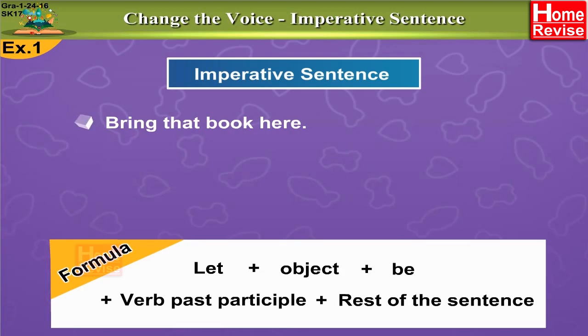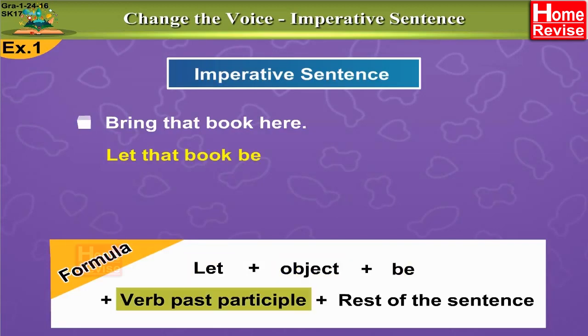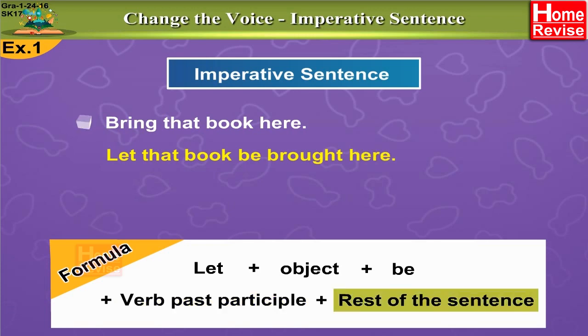Please remember, children, the imperative sentences in passive voice begin with let. So the first word will be let, followed by the object plus be plus past participle of the verb bring, which is brought, and plus the rest of the sentence. Here it is here, the adverb. So your answer is let that book be brought here.